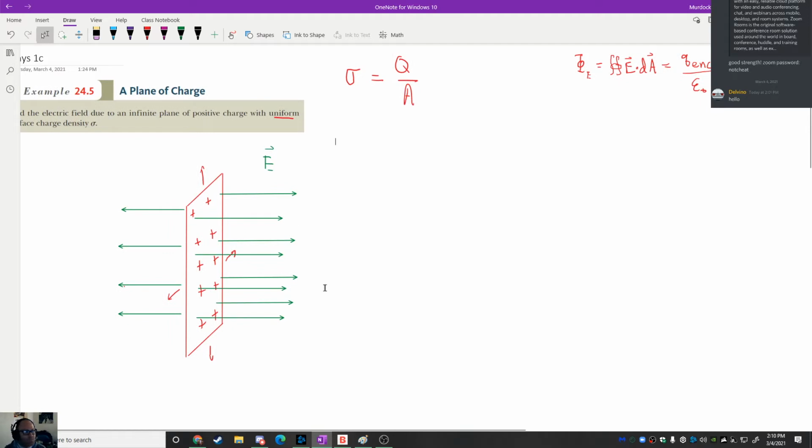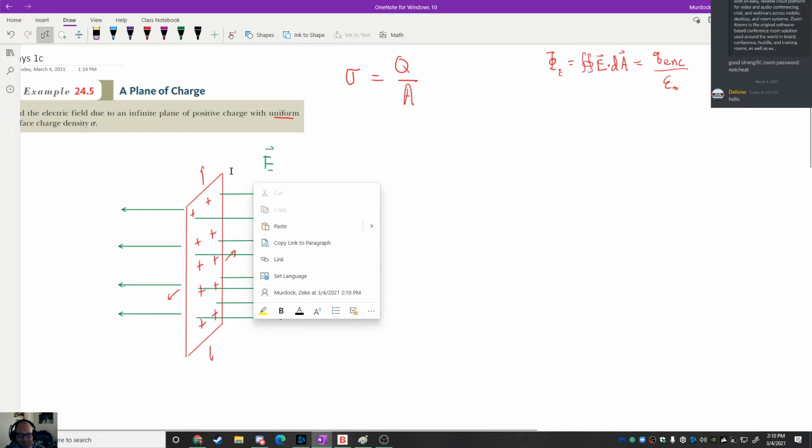You pick a Gaussian surface. Now we have to pick a Gaussian surface that is a good one, and a good one is one in which each piece of the surface is either perpendicular or parallel to the field lines, right? So we need a surface that somehow has to meet those definitions. And it has to be a closed surface too. So what kind of surface could we use in this situation?